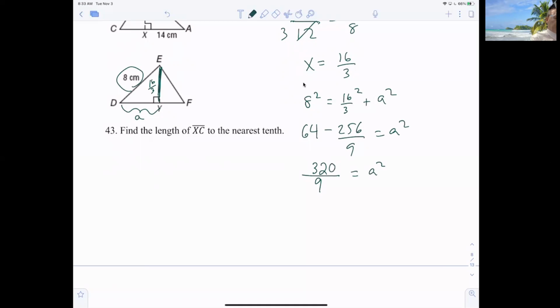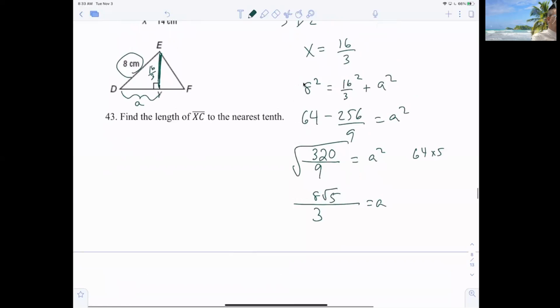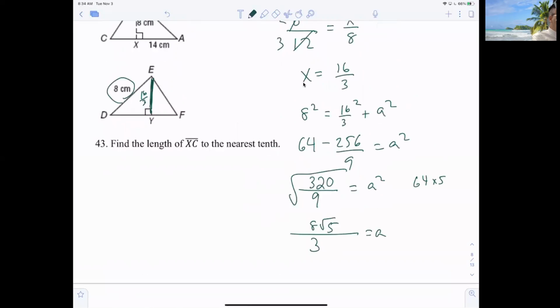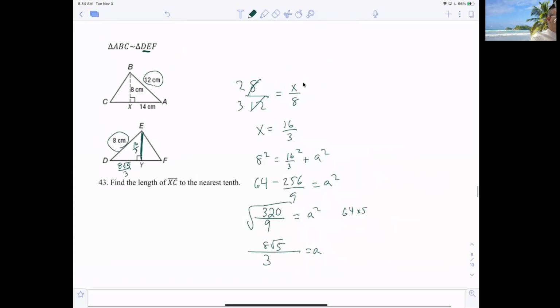320. All right. So then let's just break that down. The 3 is in the denominator, right? 320 is, I think, 64 times 5. So then that's 8 radical 5. They'll probably want it as a decimal. So now I know that this is 8 radical 5 over 3. Is everybody with me?